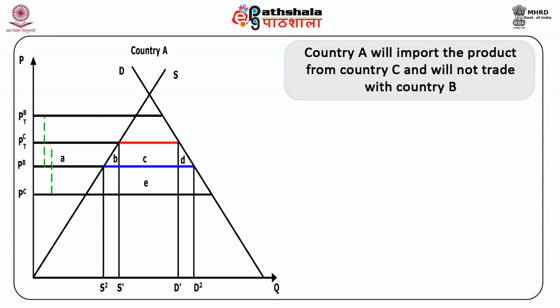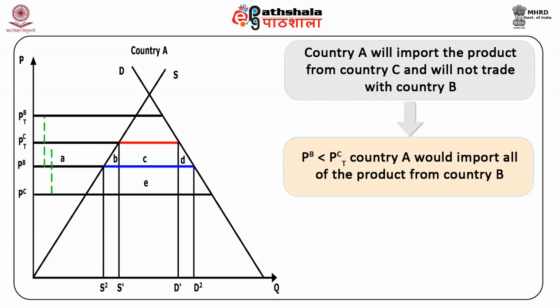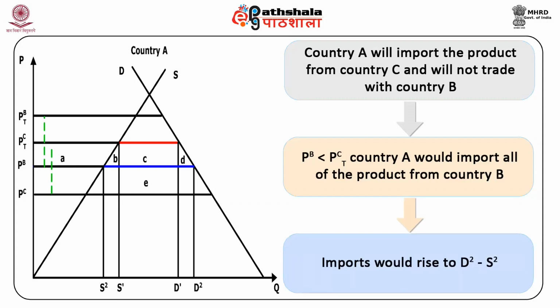If we now assume the countries A and B form a customs union and A eliminates the tariff on imports from country B, the domestic prices on goods from countries B and C are now PB and PCT respectively. Since PB is less than PCT, country A would import all of the product from country B and would import nothing from country C. Imports would rise to d square minus s square, denoted by the blue line. Also, since the non-distorted, that is, free trade price in country C is less than the price in country B, trade is said to be diverted from a more efficient supplier to a less efficient supplier.